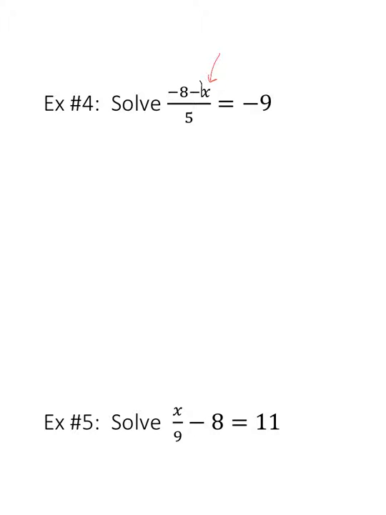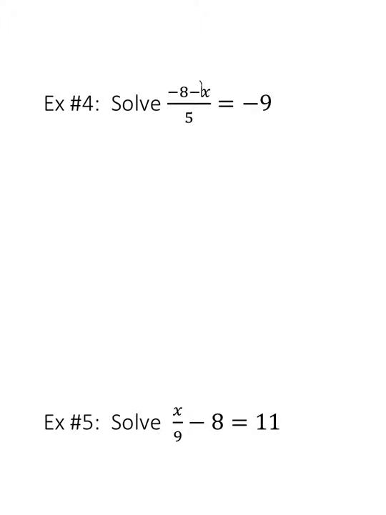So the first thing we've got to do is figure out what we can do to both sides that's going to get rid of that 5. So you have to think to yourself, well, what's happening with the 5 right now? What is the 5 doing? Well, everything is being divided by the 5.